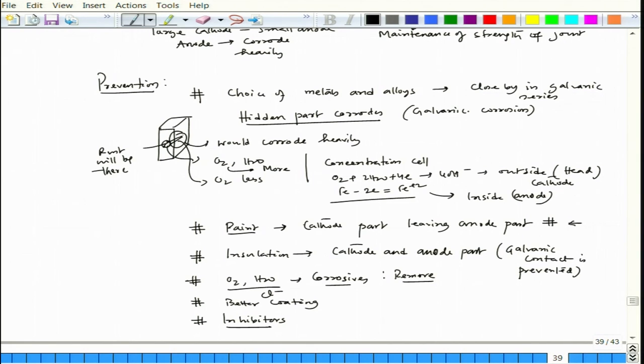Okay. So, till then, let us stop here. We will continue our discussion in the next lecture. In the next lecture, I will start with some typical examples, and then I will move to some other corrosion forms. Let us stop here. Thank you.